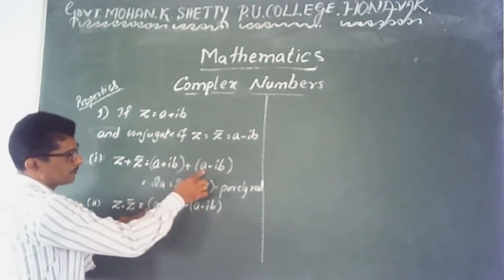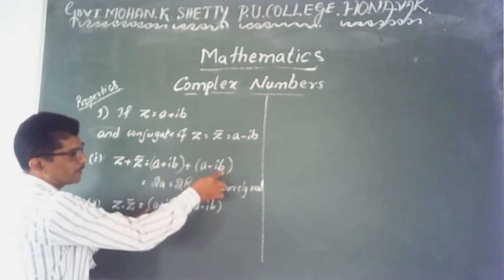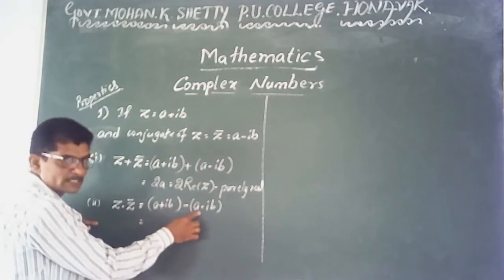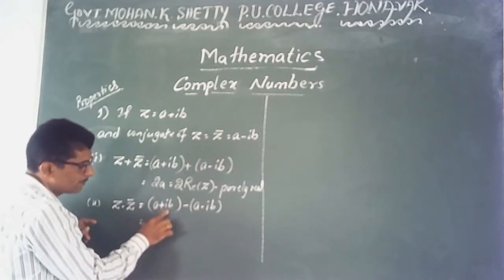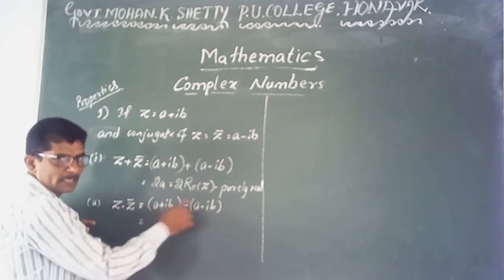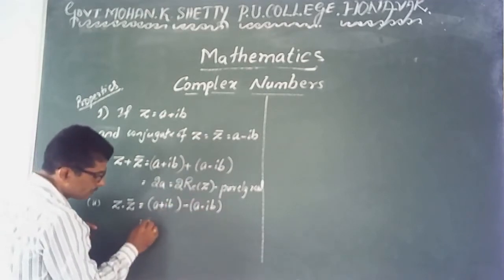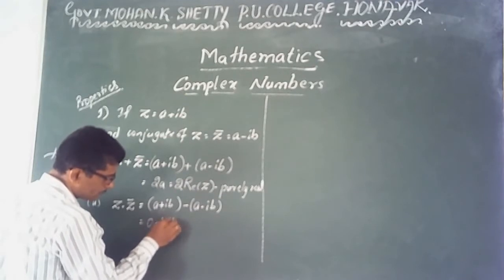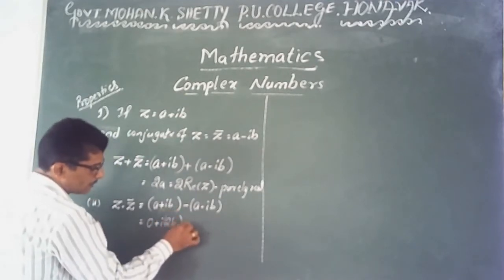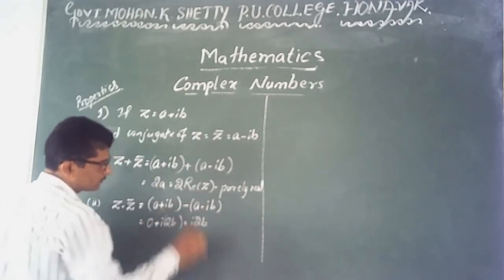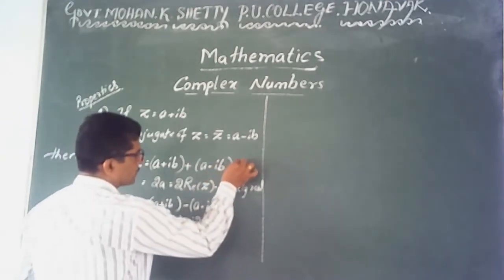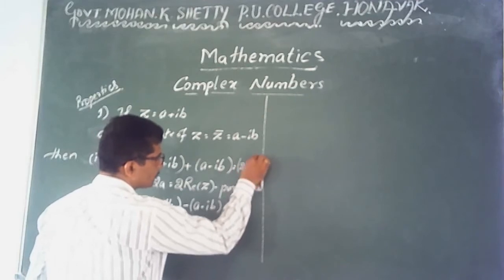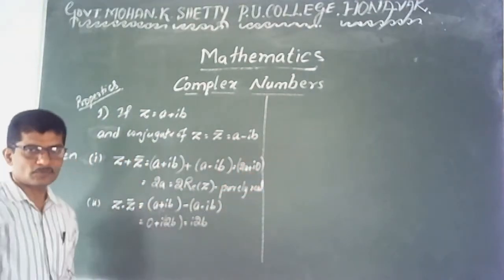In the sum, a plus a is 2 times a, b minus b is 0. Here in the difference, a minus a is cancelled, b minus minus b, you get i into 2b. The value is 0 plus i into 2b. Is it clear? This value is i into 2b. For the sum, its value is a plus a, 2a, plus i into 0, b minus b. Its value is equal to 2a.